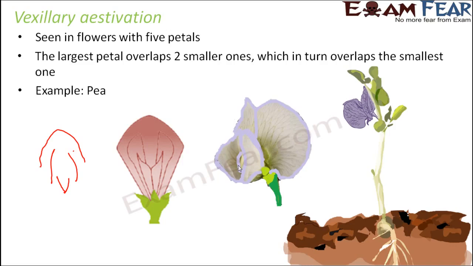So this was all about aestivation. Now you understand, when we talk about the structure of flower, it is not only the different parts of the flower, it is also about how the sepals are organized, how the petals are organized. So all these things also play important roles.